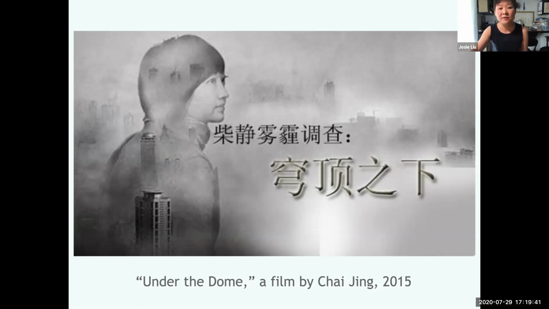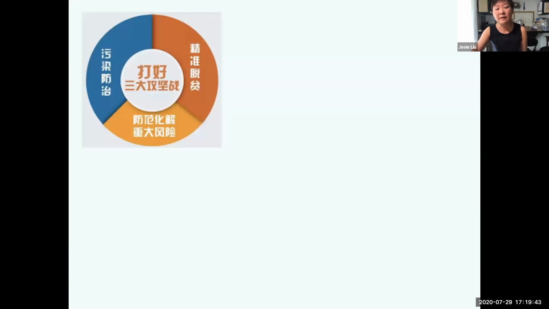But like I said, things started to change once Xi Jinping came to power. There are three big things that Xi Jinping's government has proposed that have something to do with the environment, and all of them are at the national, top-level policy level. First, he proposed that China needs to win three key battles. These include completely eliminating poverty, preventing major risks, and the third is pollution prevention and cleanup.